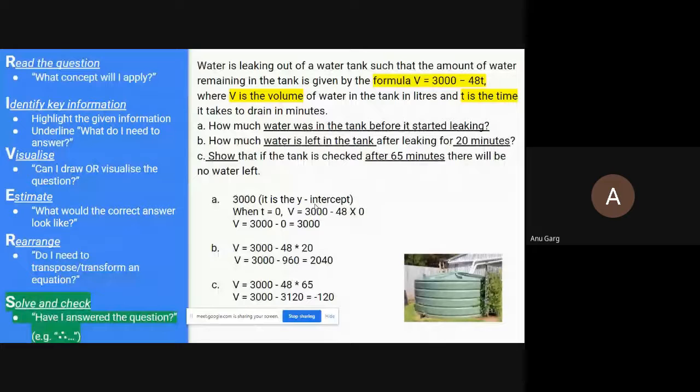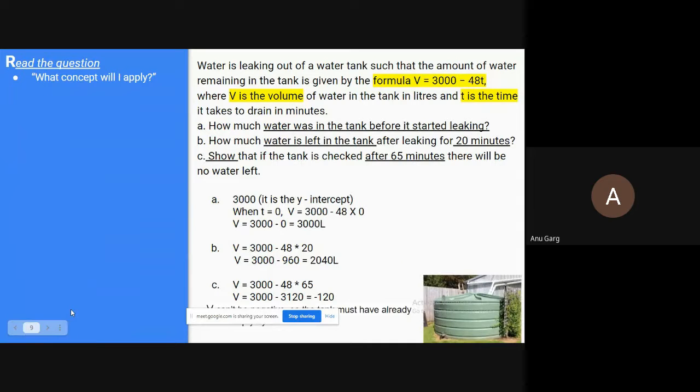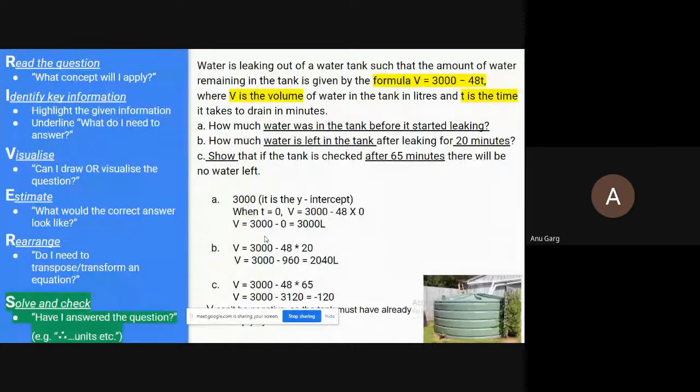So I will just solve the equation. For the A part, I will get 3000. For B, when I solve 48 times 20, I get 960. Then taking it away from 3000 gives 2040 liters. And then for C, again substituting that 65 minutes for T, I will get minus 120. Now the important thing: you have already solved your question, so you need to check your answer, whether it is right or not. And check your units as well, which is important.